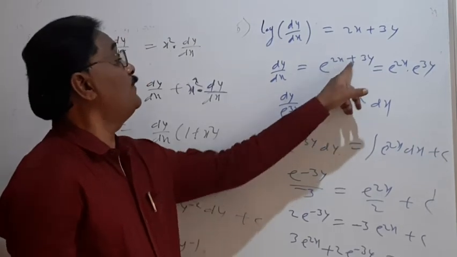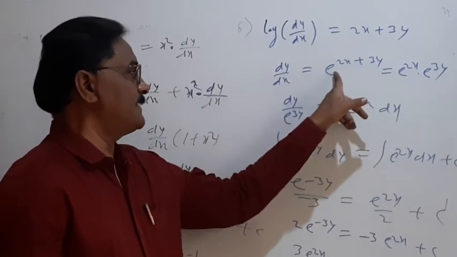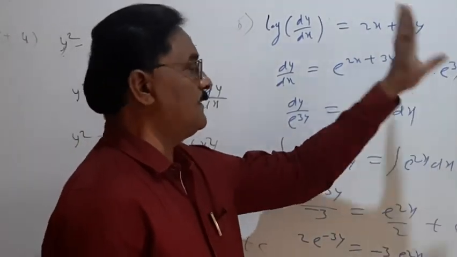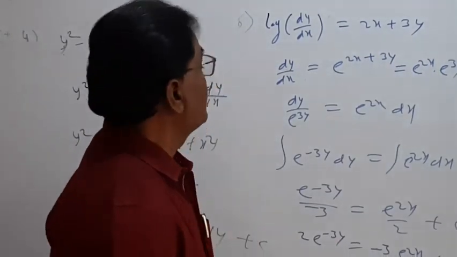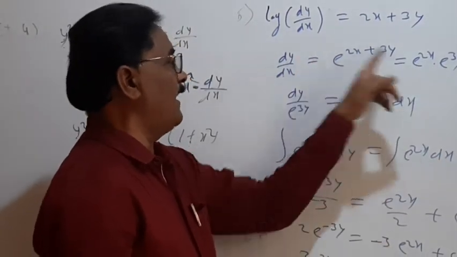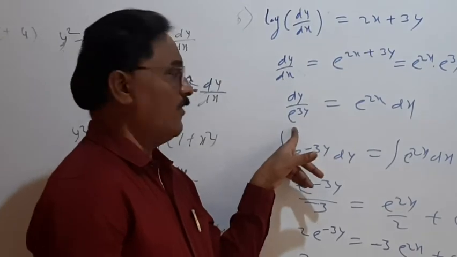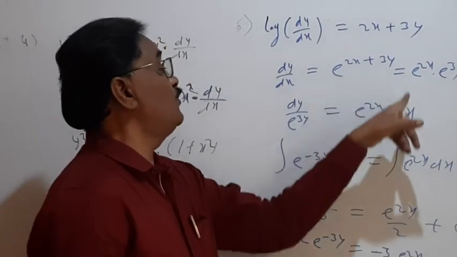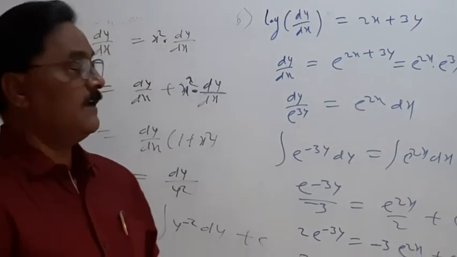This e to the power 2x plus 3y, by rule of indices, can be written as e to the power 2x and e to the power 3y. So here we have converted it into variable separable form. Here e to the power 3y goes to the denominator with dy, and e to the power 2x with dx goes to the numerator. This is the variable separable form.